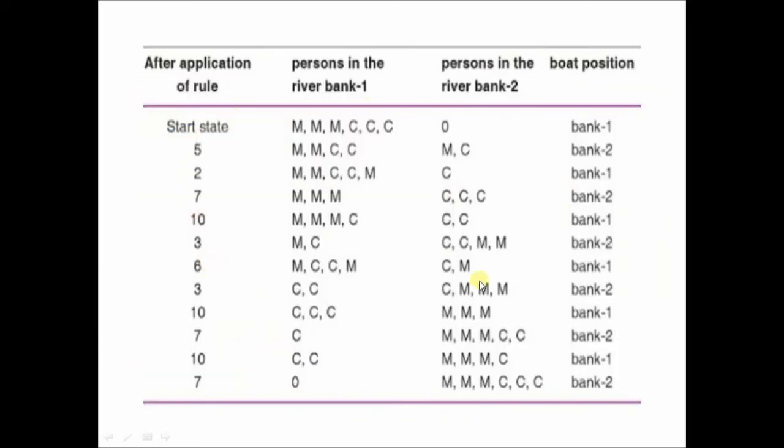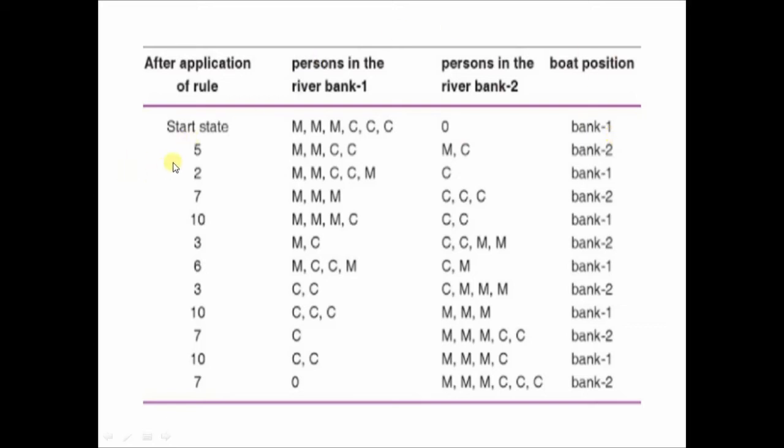So this is the solution, one possible solution which I have shown. Initially you see the start state is the one wherein all missionaries and all cannibals are present on bank 1. You see 3 M's and 3 C's. M represents a missionary, C represents a cannibal. And how many people are there on the other side, bank 2? There is nobody, right? And where is the boat? The boat is initially present in bank 1.